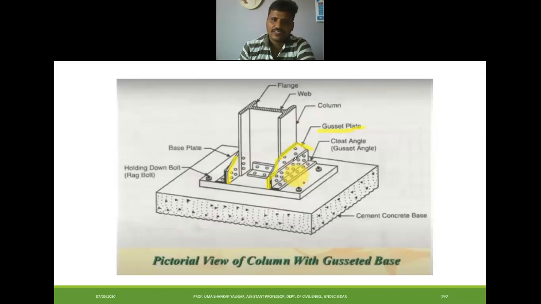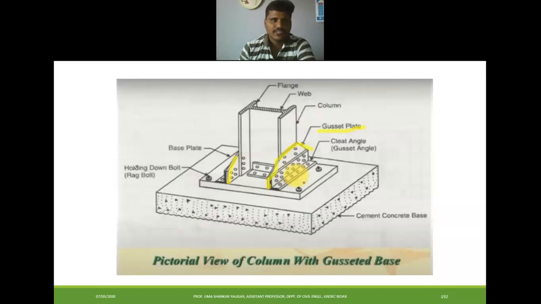In the slab base you will not see the gusset plate, whereas in the gusseted base you can see one extra plate, so that the load is transferred to the gusset plate and then to the bottom, and the thickness of your base plate is reduced. Whenever the heavy load is there, we shift to this and design a gusseted base.